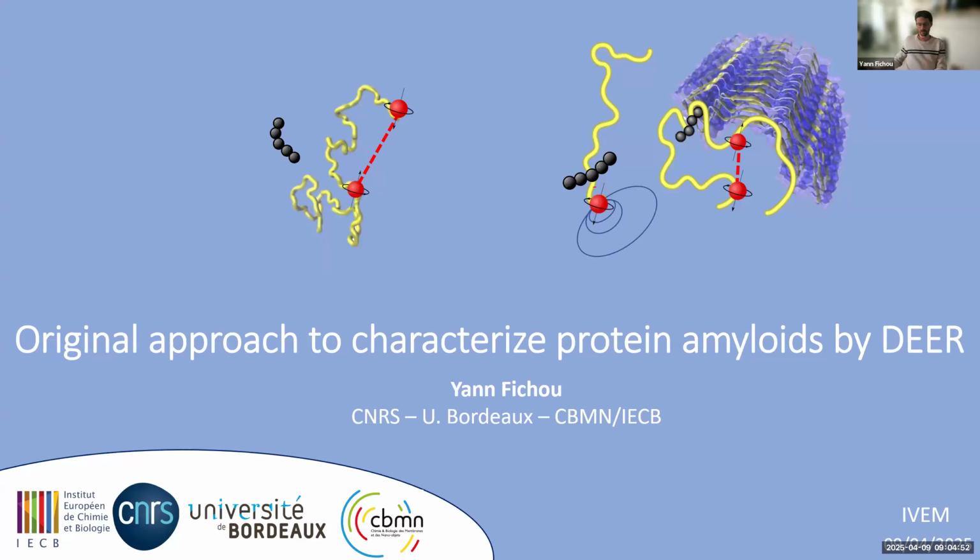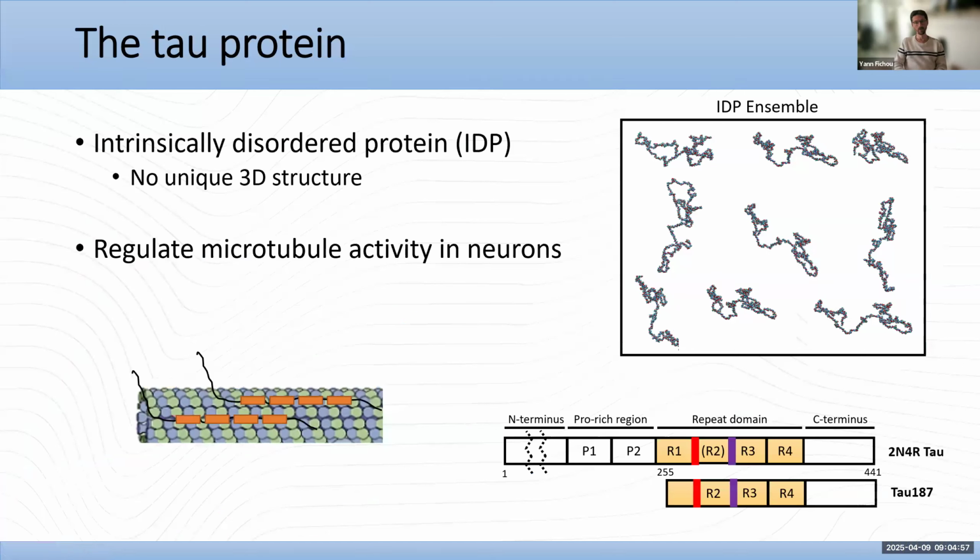So let me give you a bit of background. All the work is done on a protein called tau. Tau is actually an intrinsically disordered protein. For those who are not in the protein world, you can see it as a biopolymer, or a spaghetti if you're more into culinary art. So it's a spaghetti in solution. But it does have a function, which is to regulate something called microtubules.